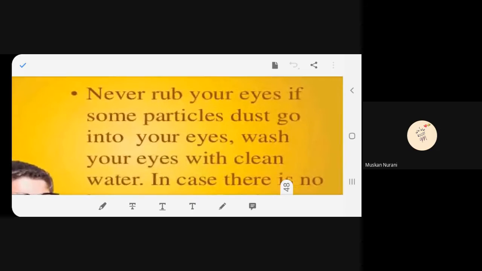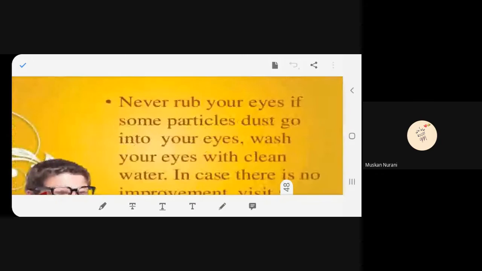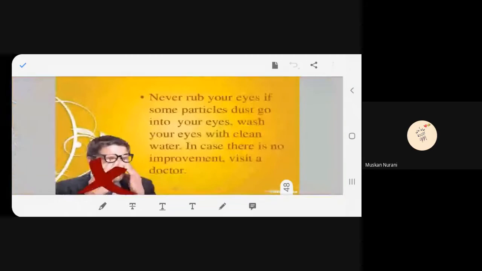Moinuddin, start. Never rub your eyes. If some dust particles go into your eyes, wash your eyes with clean water. In case there is no improvement, visit a doctor. Okay. Now, don't rub your eyes. If it's hurting you, do not rub your eyes. Instead, wash your eyes with water. And if the problem persists, then you should go to a doctor.